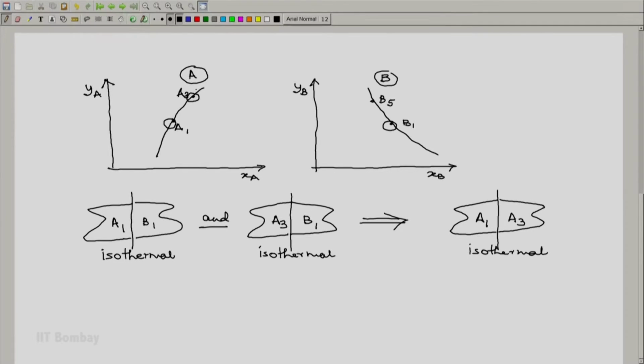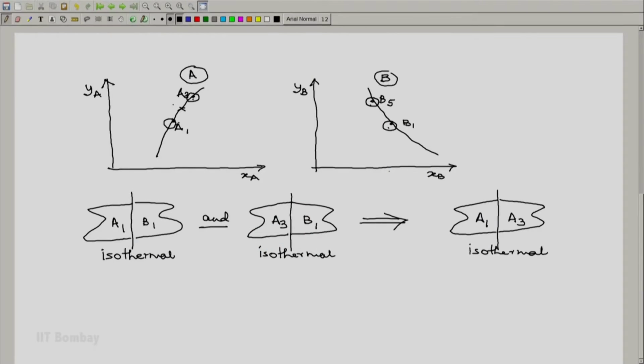Now we know that A1 and B5 are also a pair of isothermal states. So that way, not only A1 and B1, A1 and B5, but by the second part of the zeroth law of thermodynamics, B1 and A3, A3 and B5, any combination is a pair of isothermal states.